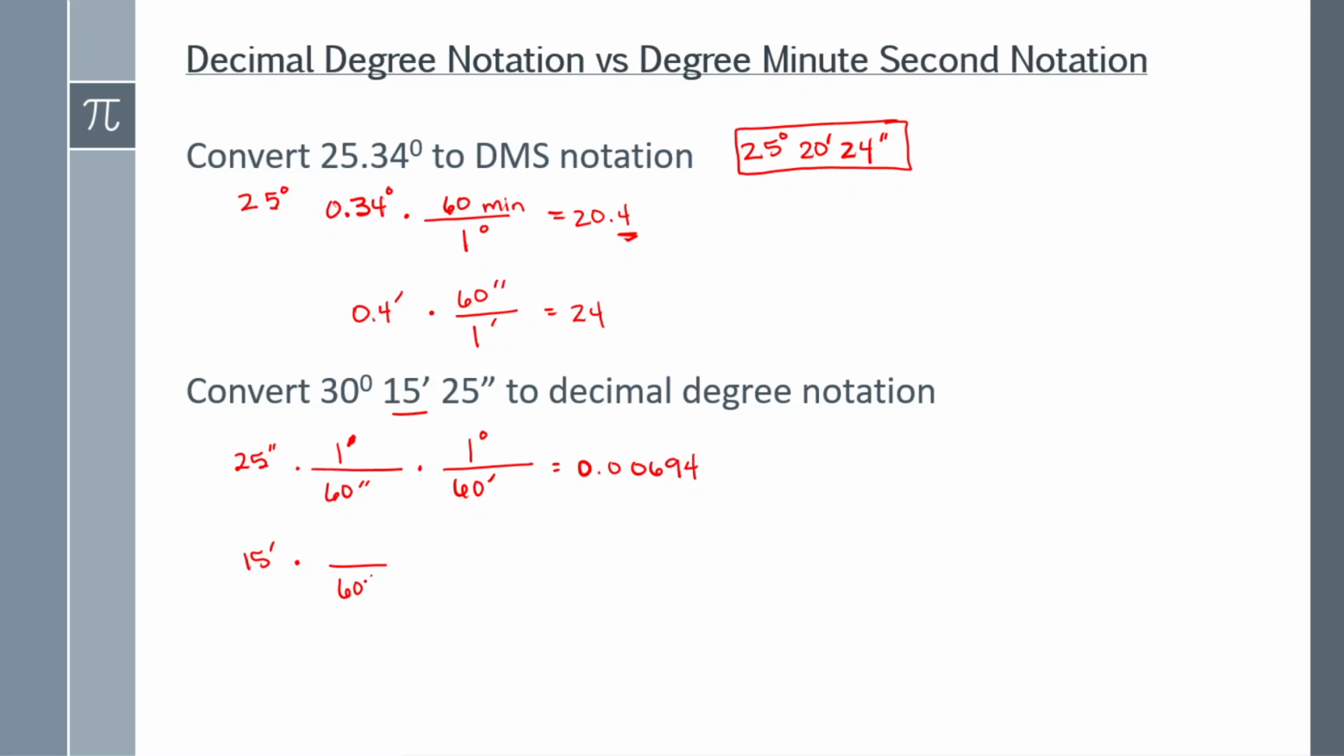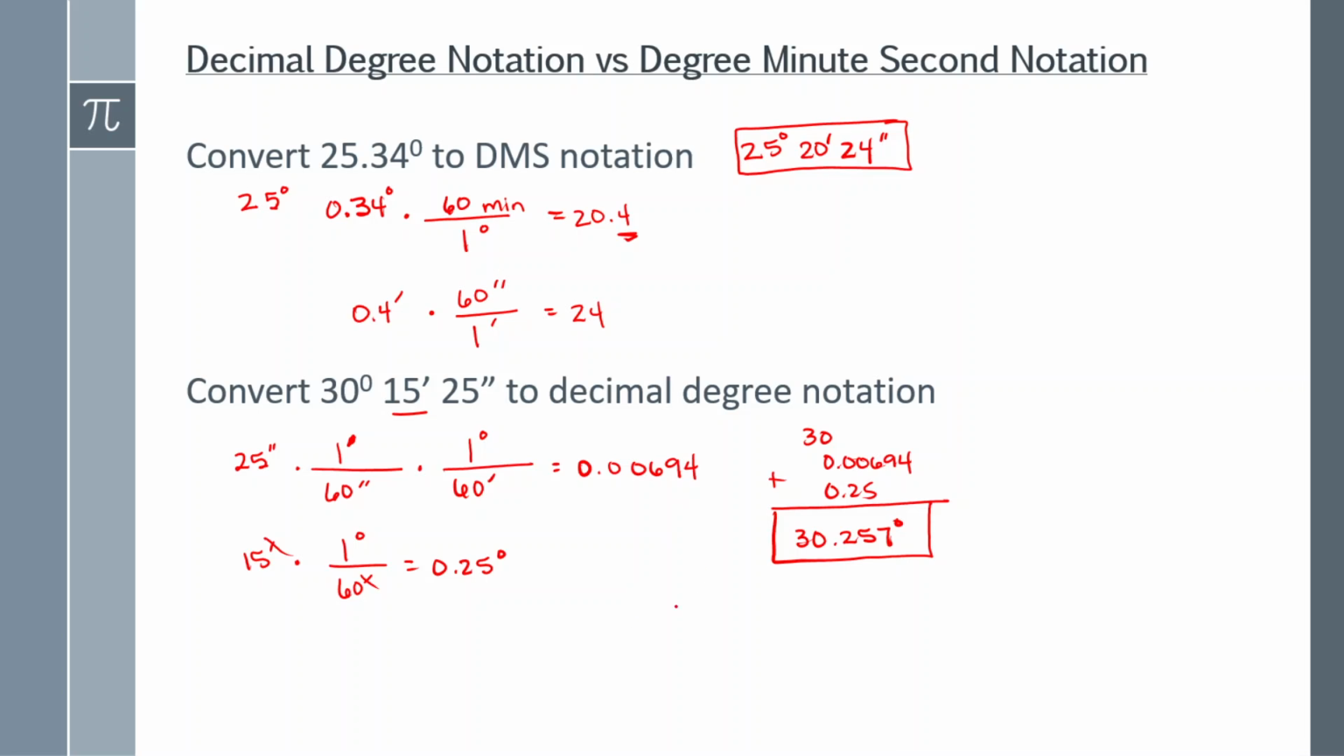Okay, then I'm going to take the 15 minutes and convert it. There are 60 minutes in 1 degree, so the minutes go away. And when I do the calculation, 15 divided by 60, I get 0.25 degrees. And now we take 30 plus 0.00694 plus 0.25, and we get 30.25, and we'll round it off to 3 decimal places. That will be enough accuracy. So we can go back and forth between the 2 notations.